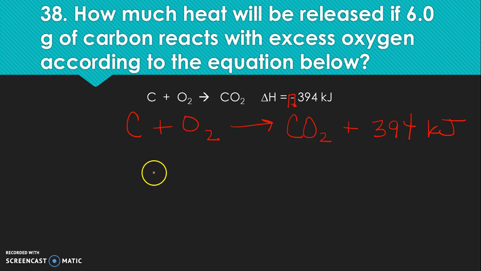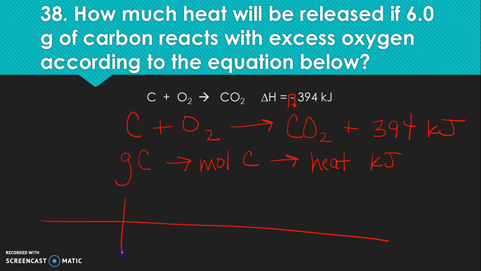Now, we're going to follow the same process we followed over and over again, which is we're going to build a roadmap. We're given grams carbon. The only thing I can convert to, again, is moles of carbon. And then we can convert straight to heat in kilojoules. So this is how we're going to do it.